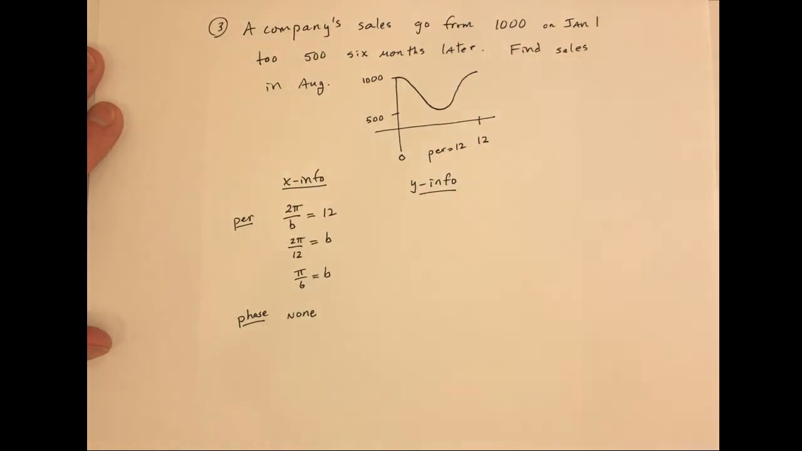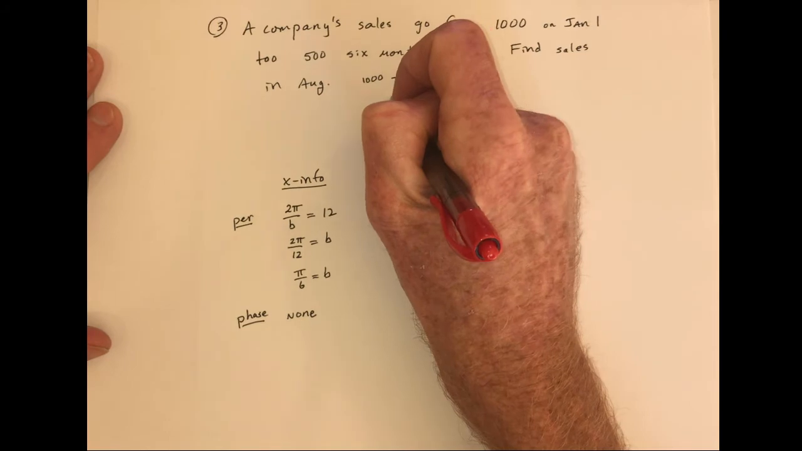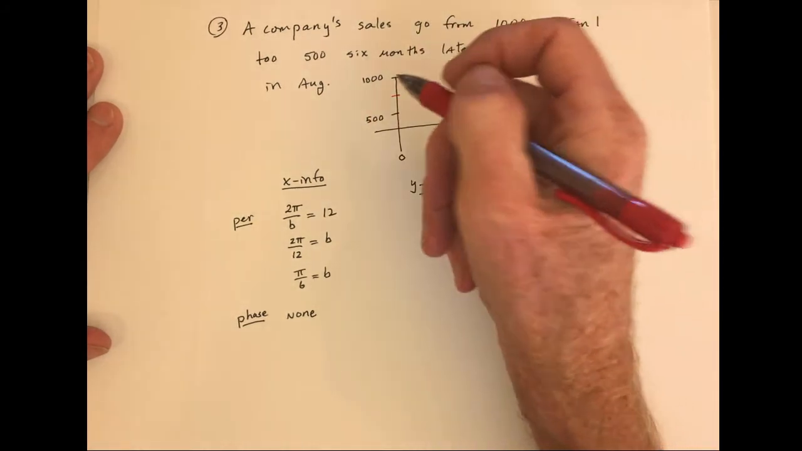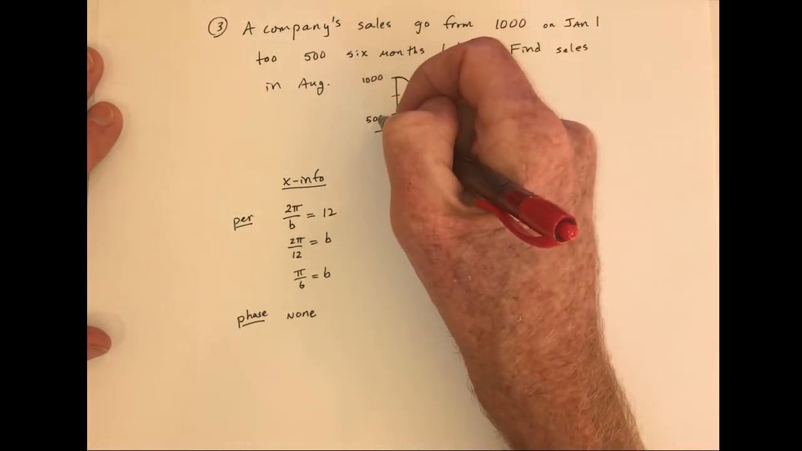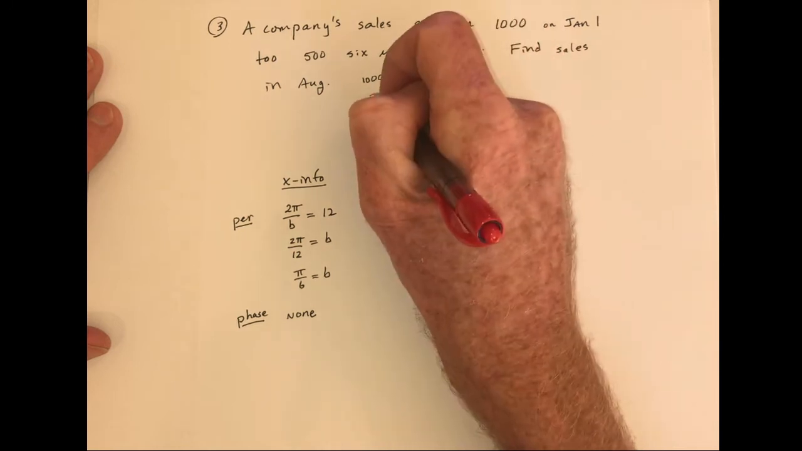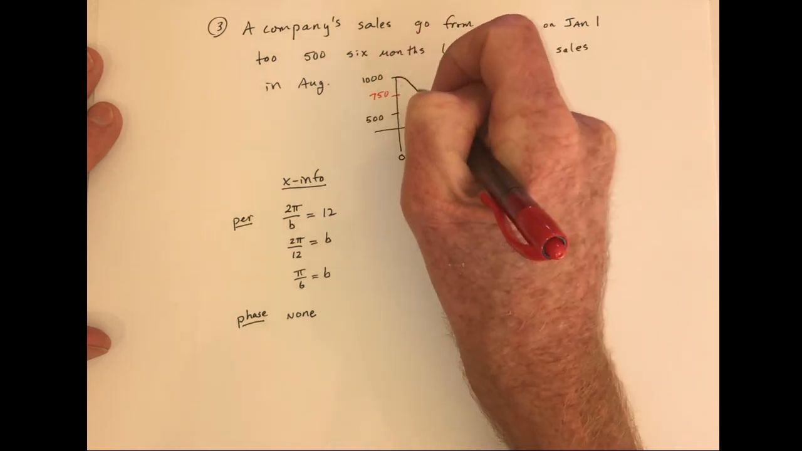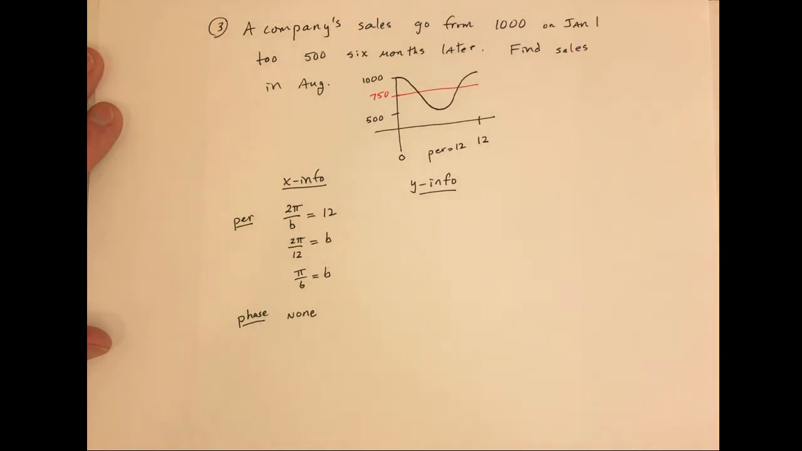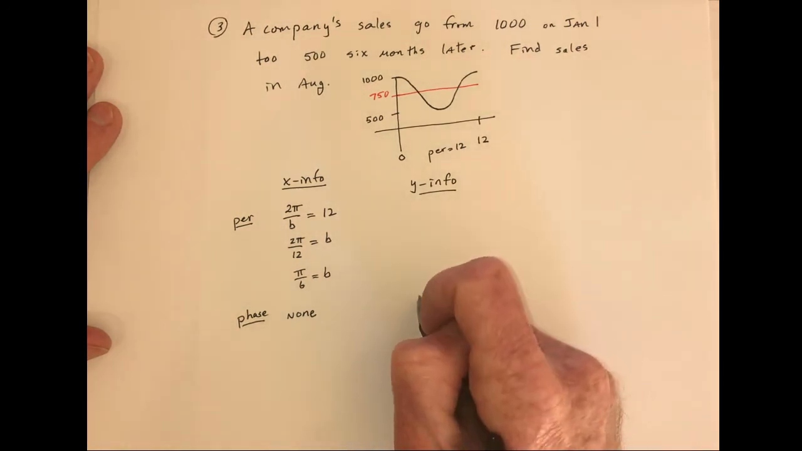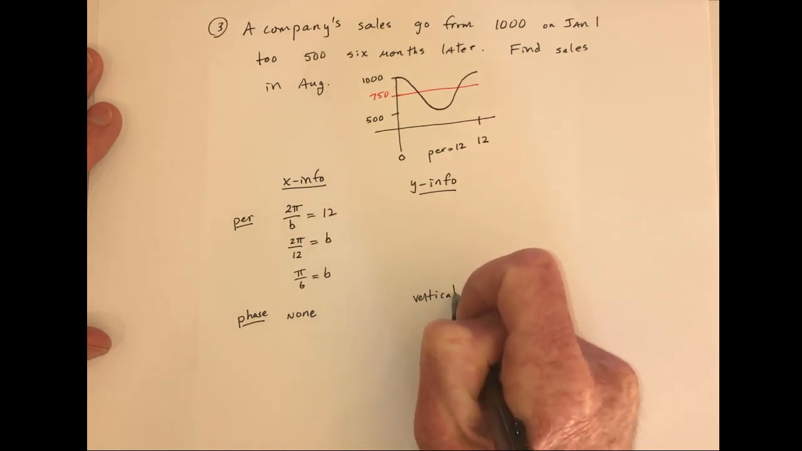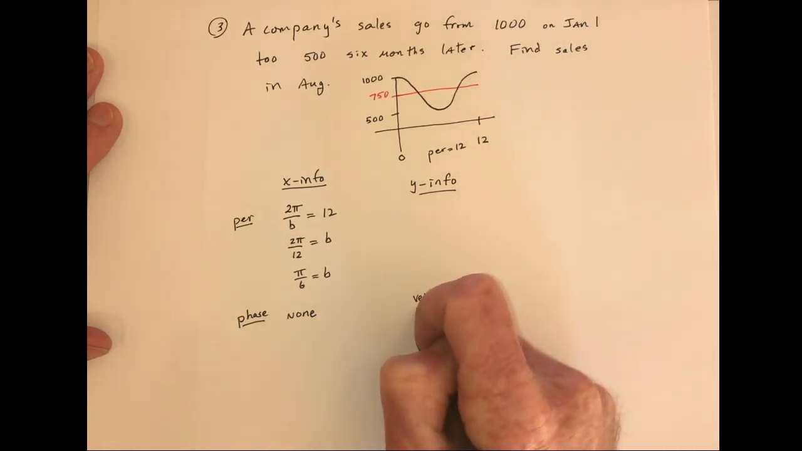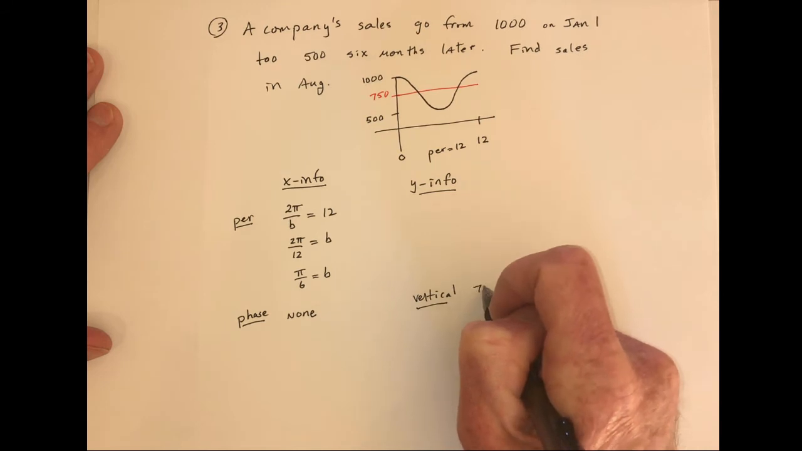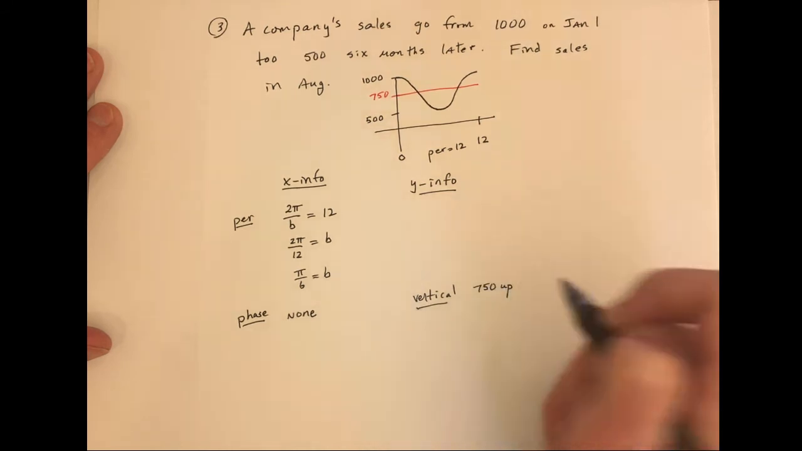Then for the y information, I need to know what's in the middle. So if you add these two, that's going to be 1,500. And if you cut that in half, it's 750. So that middle line right there, which is actually their average sales, that is the vertical shift. So for the vertical shift, it was 750 going up.